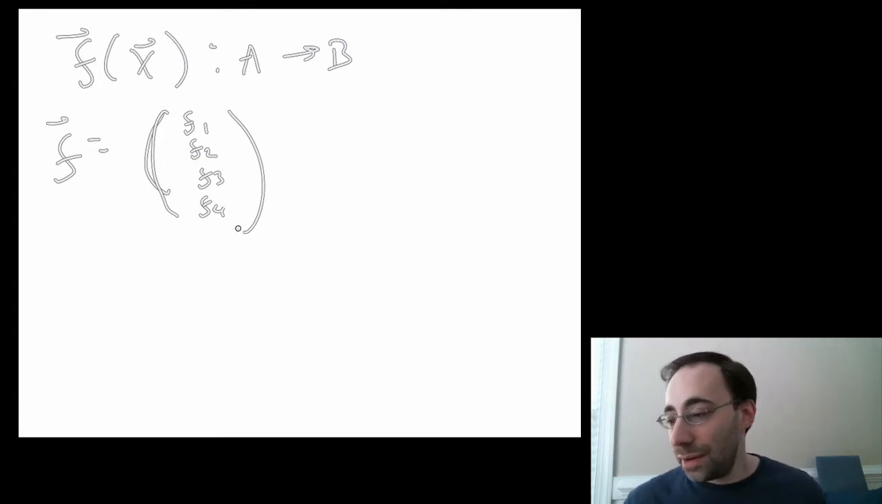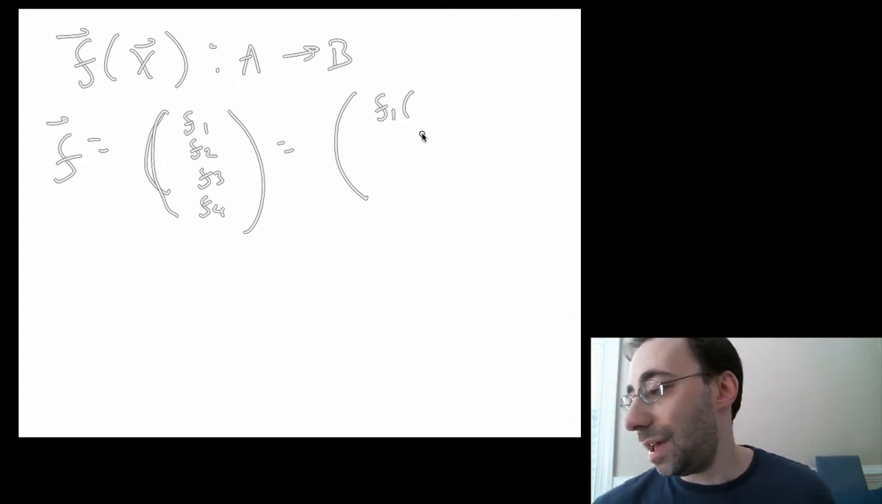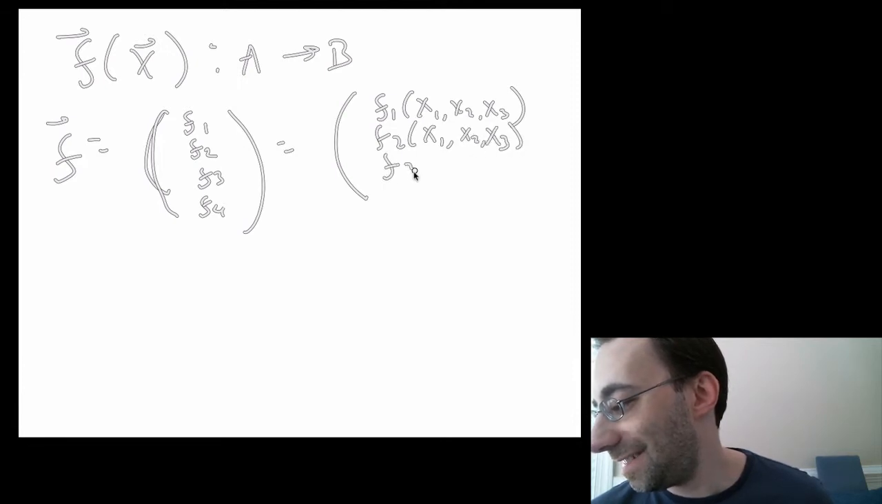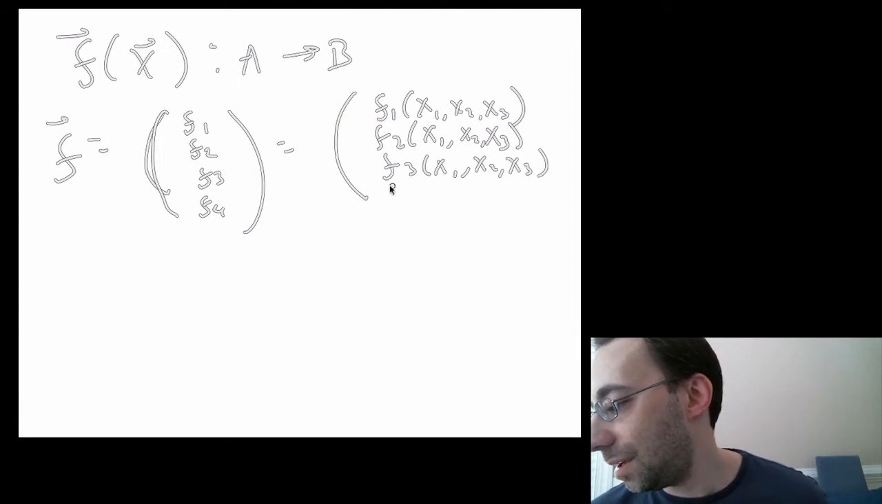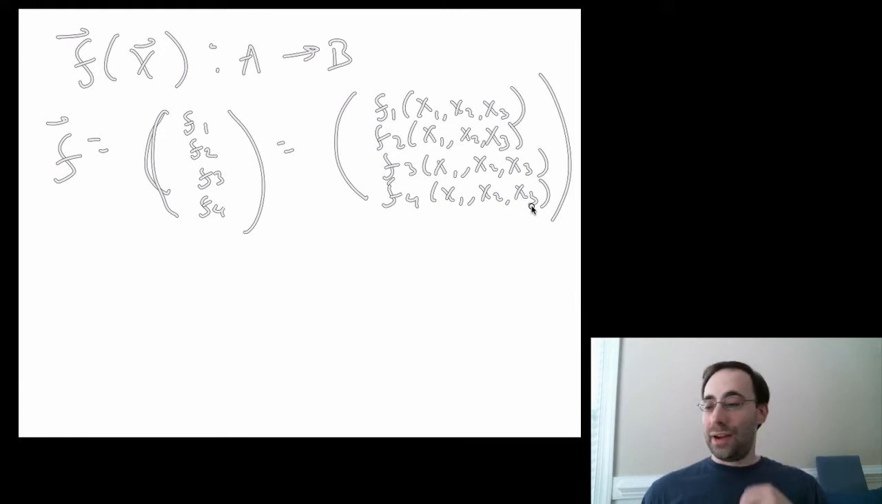How do you deal with that? Well, let's say x has 3 components, and f has 4 components. You could actually write the whole thing out like this. I think I've committed myself to doing that right now. x1, x2, x3, and x1, x2, x3. There you go. This is the full way of writing out the entire vector f.